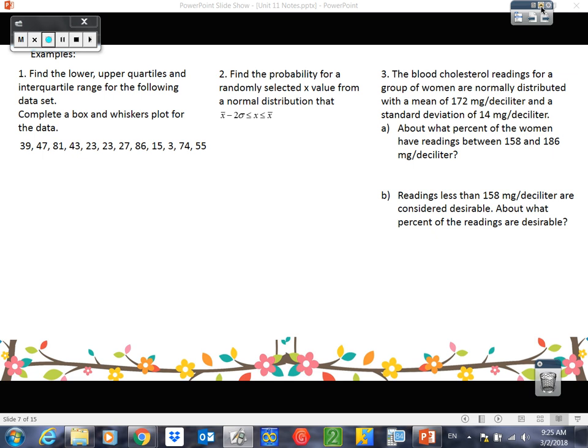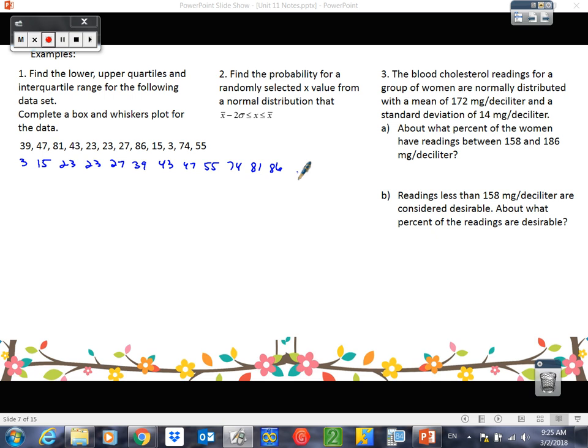So we have 3, then 15, then 23, and 23, then 27, then 39, then 43, 47, 55, 74, 81, and 86. Okay, so now we have them in numerical order.